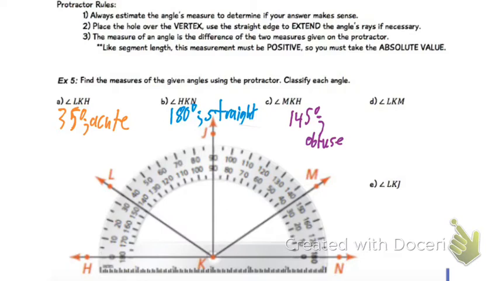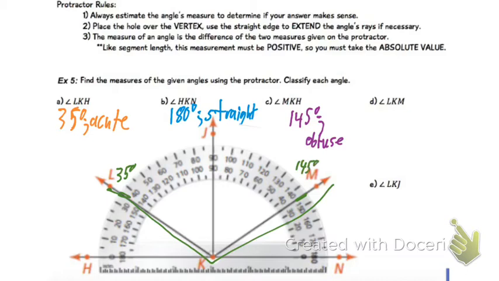Alrighty. D, angle LKM. Okay, Kevin. 145. I'm actually going to slightly disagree here, though. Is it around there? Not quite. Although it does go through 145 on the M part, doesn't it? Yeah. Where does it go through on the LK part, though? 35. Okay, so this over here is 35. This over here is 145.